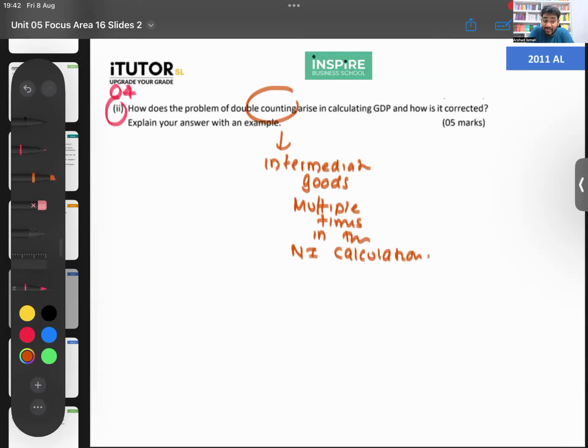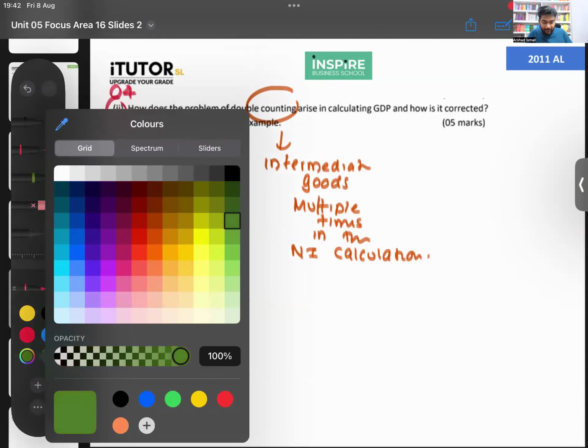So how do you avoid this double counting error? How do you do this? Mock exam tips this month, I will do the first 4 mock papers. It's not unit wise.